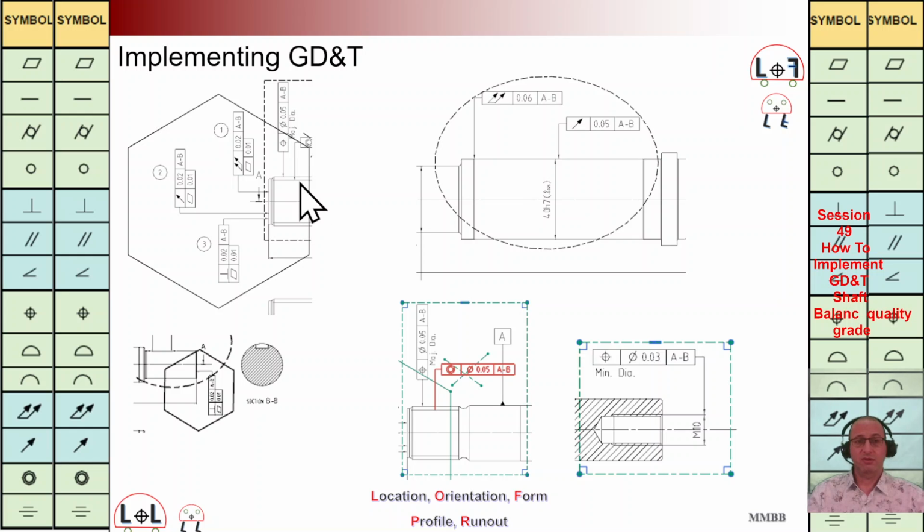Whenever we have a threaded shaft, we need to use this positioning diameter symbol and this text as a major diameter. If we have a threaded hole, as we can see here at bottom right, we need to use this positioning control, diameter symbol, and minimum diameter. And for other parts, we are going to use run out and total run out.